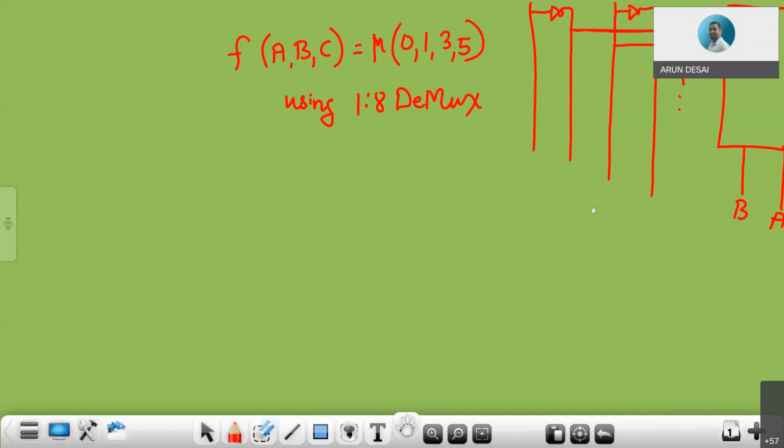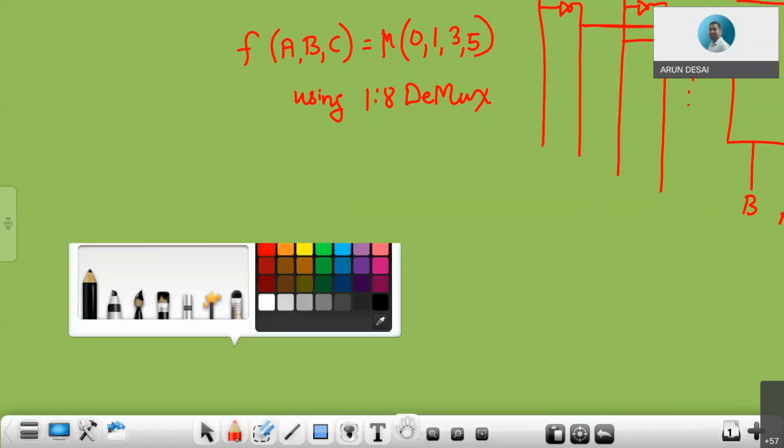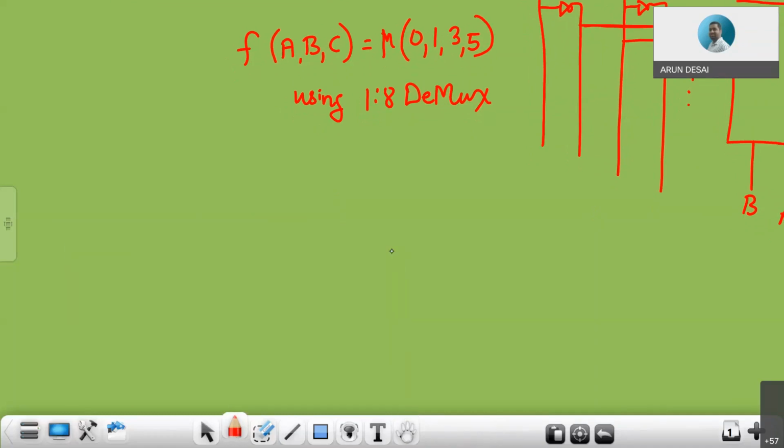Okay, why do we take AB as select line? There are 4 variables, A, B, C, D, right? In a 16 to 1 mux, these 4 are select lines, and these 4 variables' inputs we have to give.